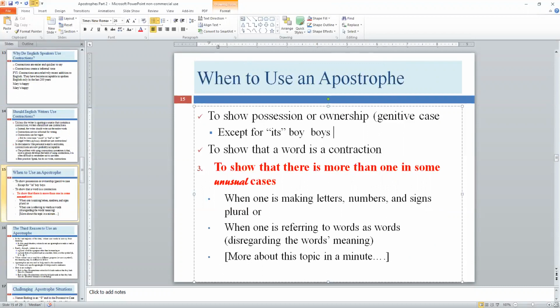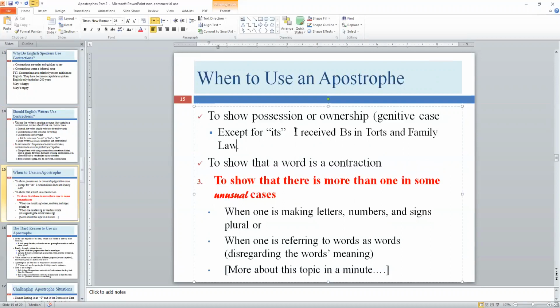But when we want to say, I received a B in torts, that might be one way of writing it. What if I want to say I received B's in torts and family law? This would also be an acceptable way of showing this sentence. But sometimes people prefer to use an apostrophe here because, after all, the word B really isn't a word. It's a symbol.